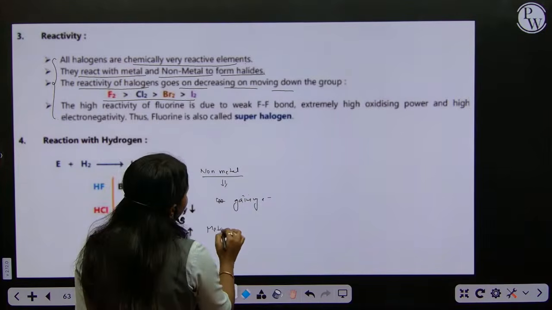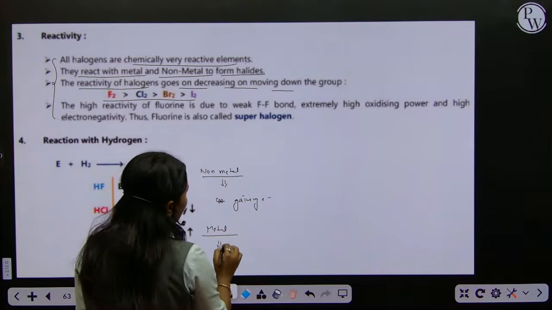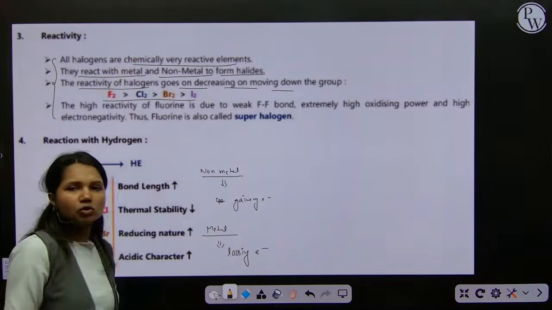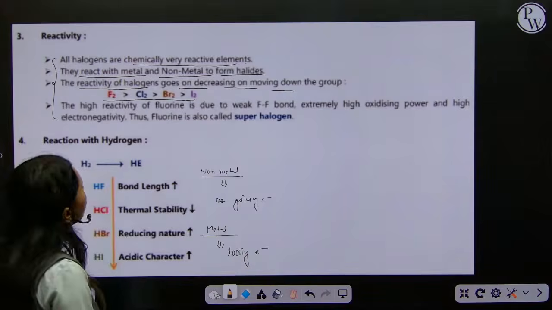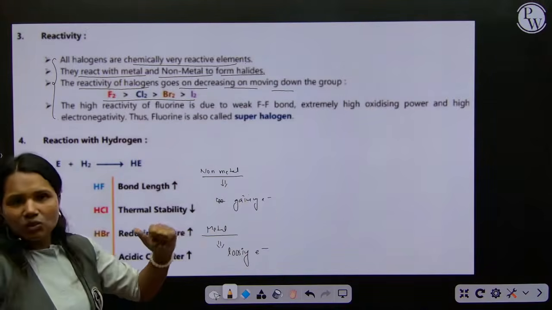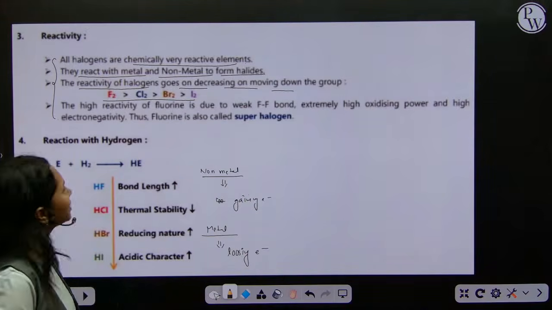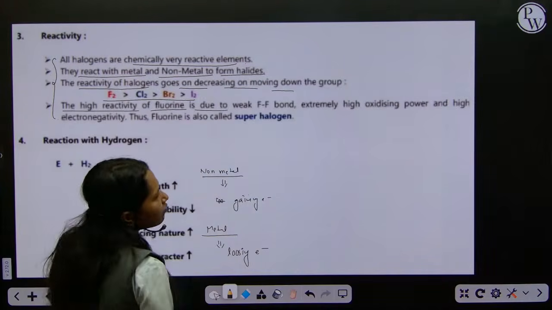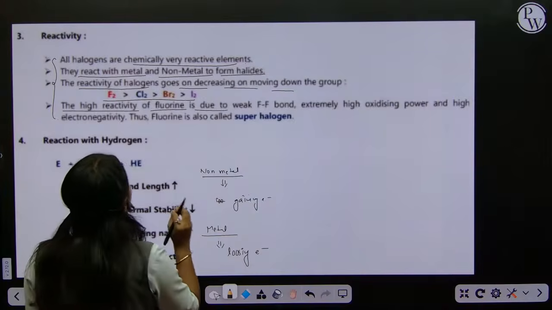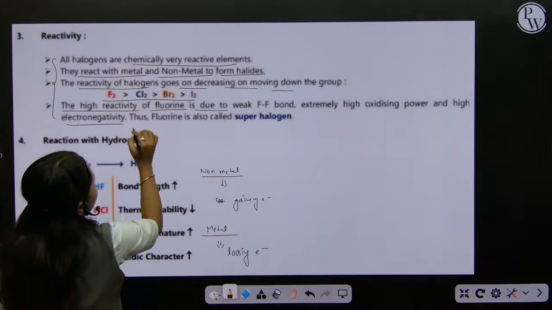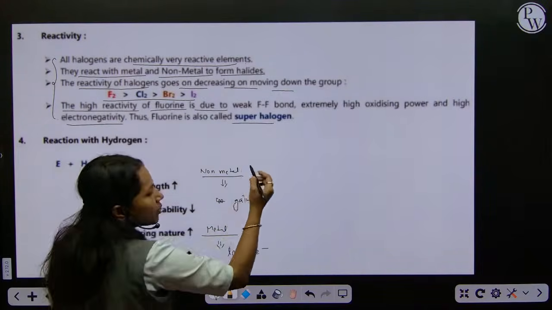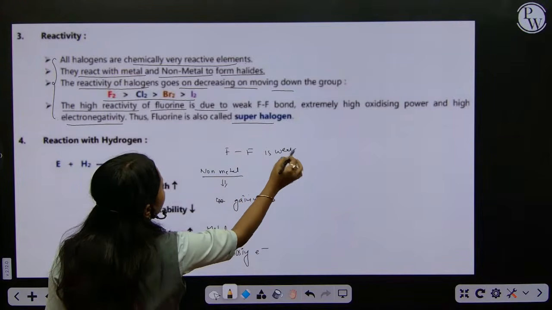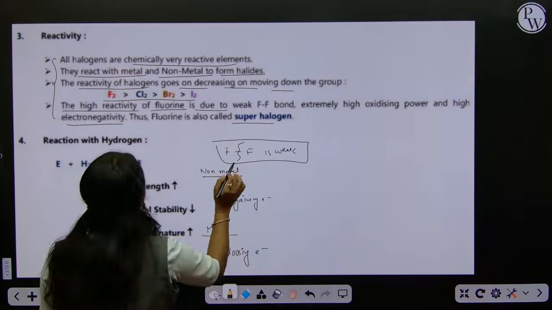And metal reactivity is about losing electrons, correct? So who will lose the electron faster? The one which is large in size. Who will gain the electron faster? The one which is small in size. The high reactivity of fluorine is due to the weak F-F bond, extremely high oxidizing nature, and electronegativity. Fluorine is also called a superhalogen because the F-F bond is weak. It can be broken easily.